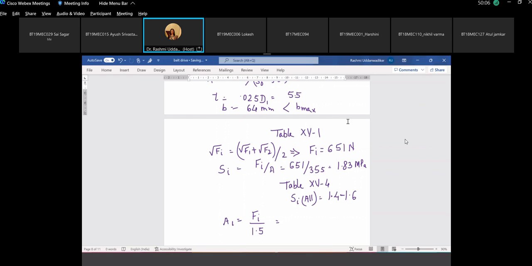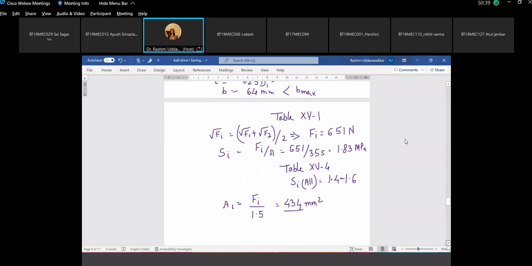What is the value of stress you have taken, Bharti, for area 434? Let us try to be somewhere in this limit. So let's take 1.5. So what should be the area? 1.5, okay. Is that 434? 435, okay. So we are increasing the area from 355 to 434 so that our stress induced lies in this range. And with this cross section area, we have to again find out what is T and D.